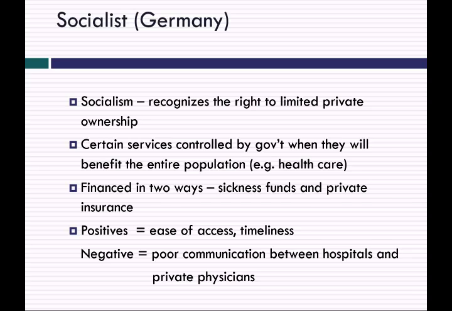Healthcare within the socialist health service system is financed in two different ways, through what are called sickness funds and through private insurance. These sickness funds are financed and provided by employers, trade associations, or professional associations. The funding for the sickness funds comes from both the employers and the employees who share the costs, and the cost for employees is based on income.